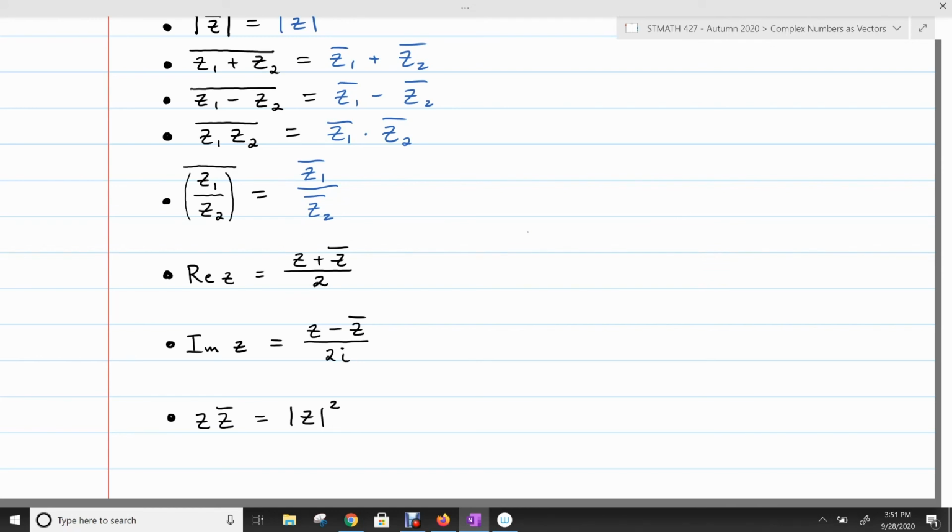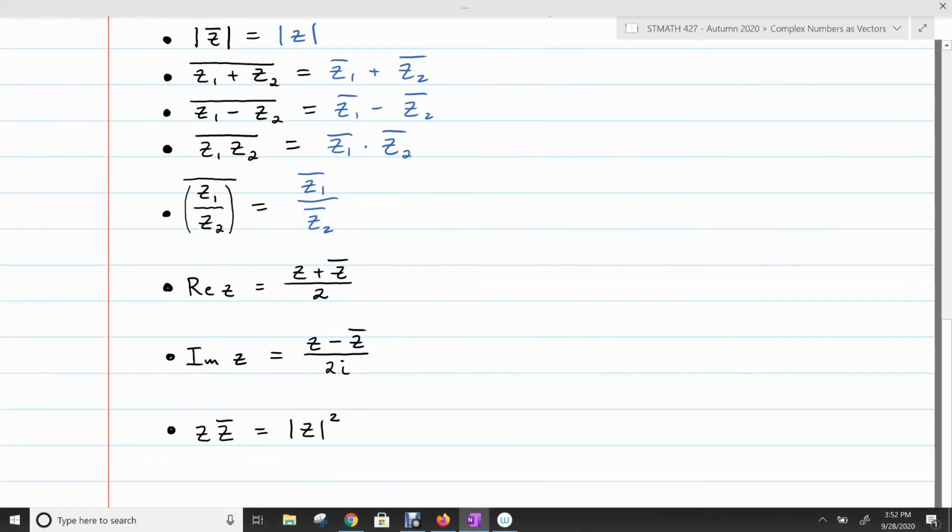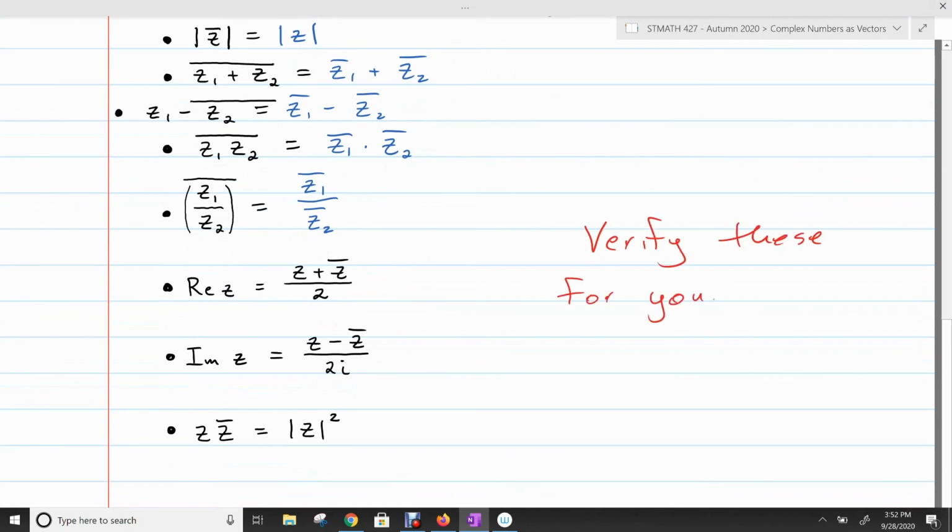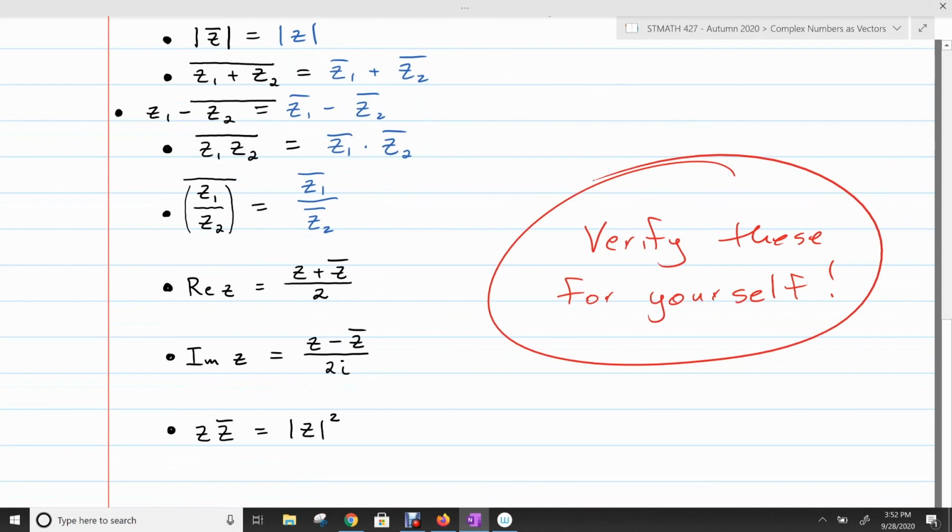And then z times z conjugate equals the modulus of z squared. Again, pretty easy to verify with some straightforward algebra. So I encourage you, the viewer, to go through and verify these for yourselves. I promise that they're all pretty straightforward. And if you run into any trouble, let me know.